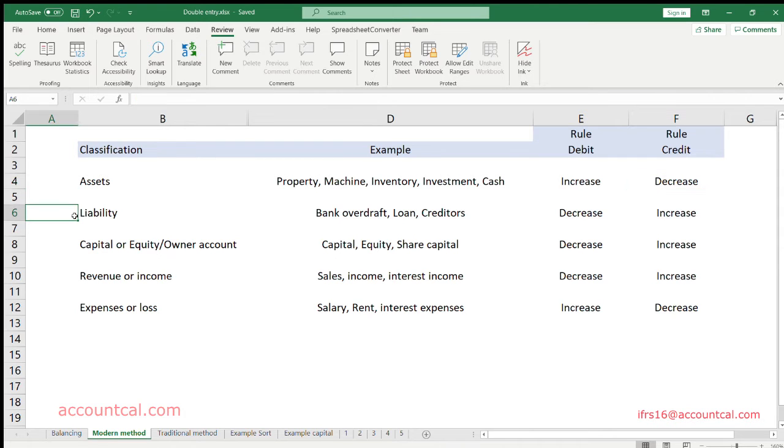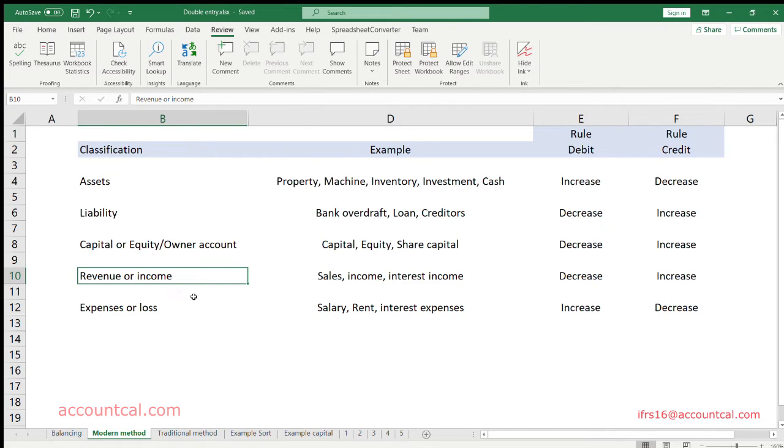For liability, when any liability decreases, you debit it, when any liability increases, you credit it. For capital, if capital decreases, you debit it, if capital increases, you credit it.